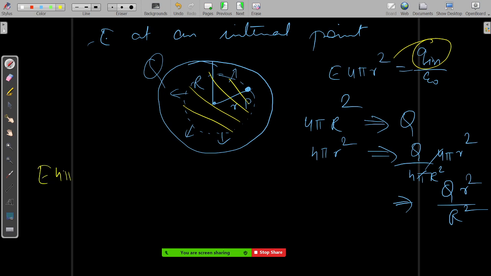Here we cannot assume the total charge is at the center, no, you cannot assume that, because this is an internal point. So 4 pi r square is your total flux, that equals this. There is a mistake.